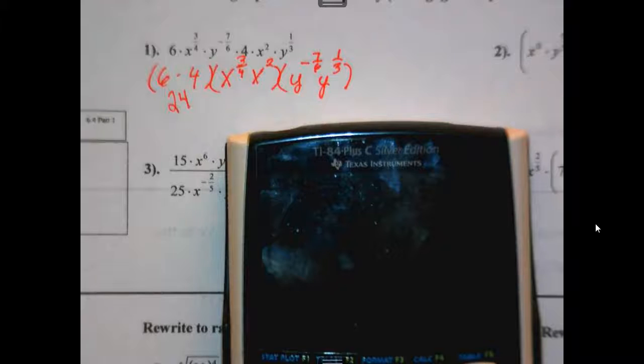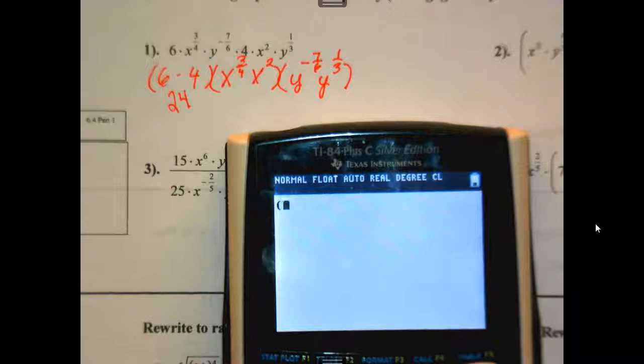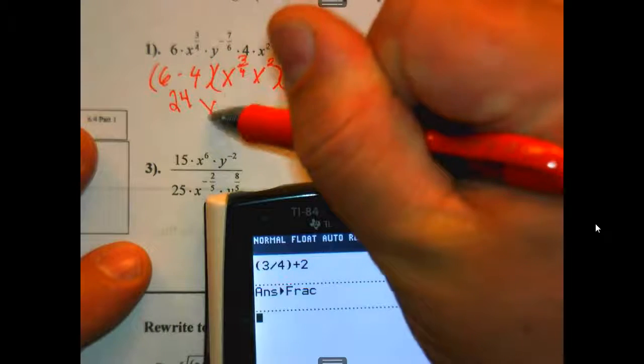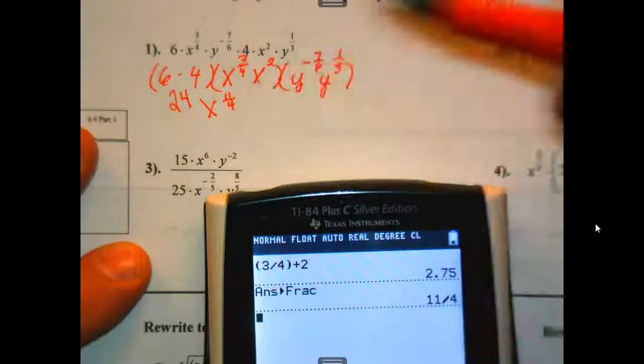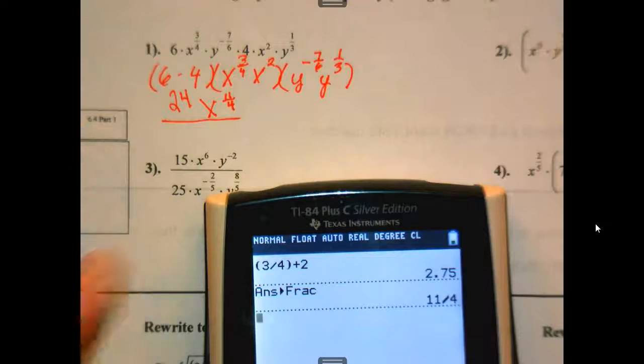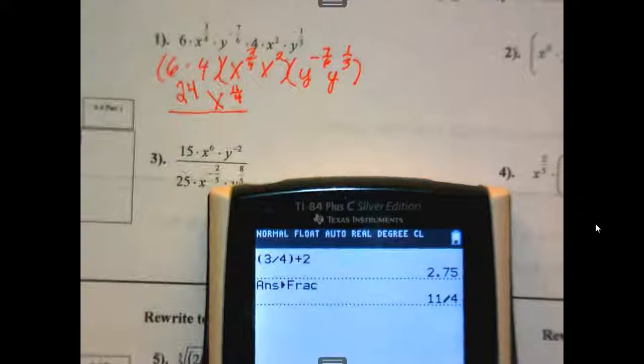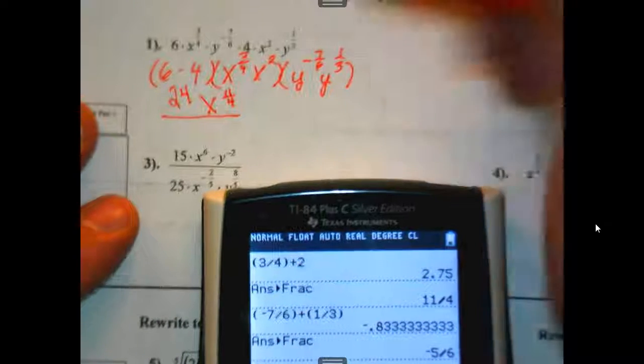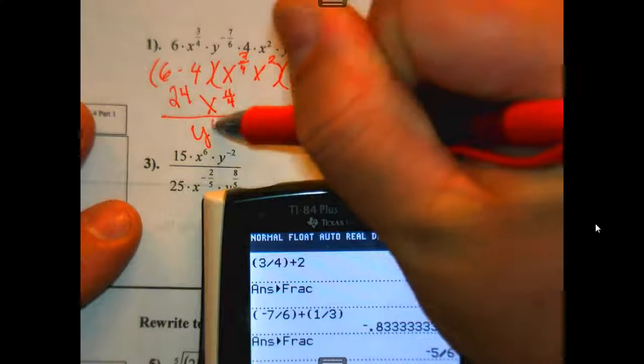x to the 3/4 plus 2. Math, enter, enter. 11/4. So x to the 11/4. The y is going to be negative, so I'm going to be putting it on the bottom. Negative 7/6, and I'm going to add 1/3. Hit math, enter, enter. And I get negative 5/6. That's why my y is going in the bottom. Positive 5/6.